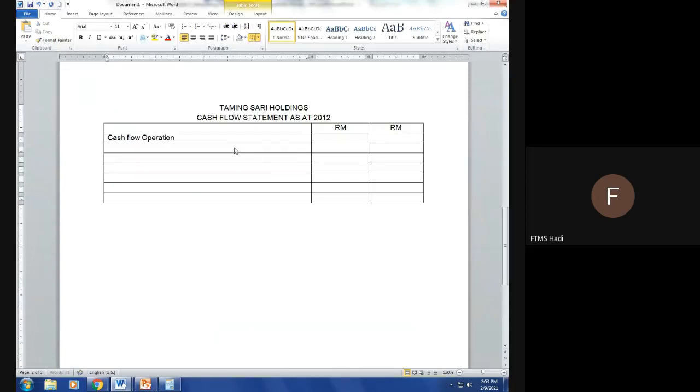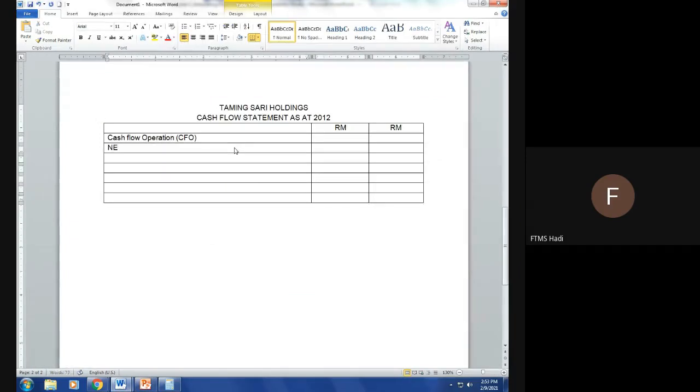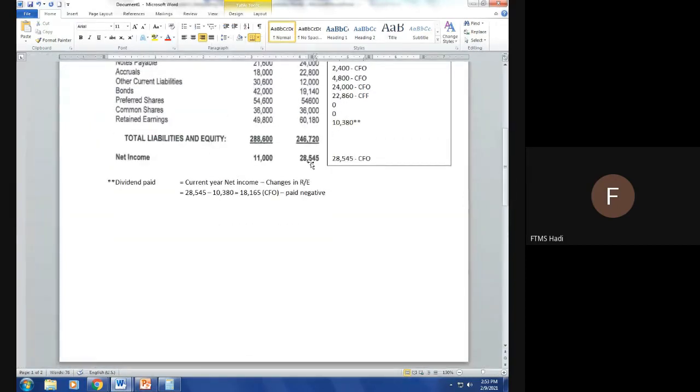Cash flow operation, which is CFO. Okay, we need to put anything that is related to cash flow operation. All right, so the first thing is current year net income, net profit. It's the same. Current year net profit, as you can see, net income here, this one, 28545.